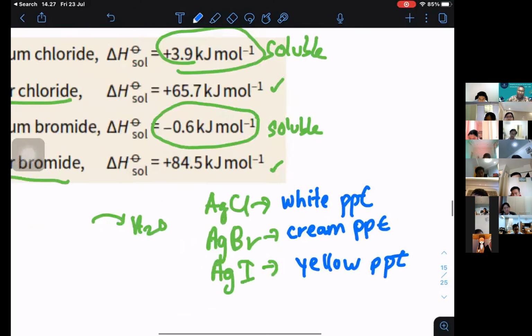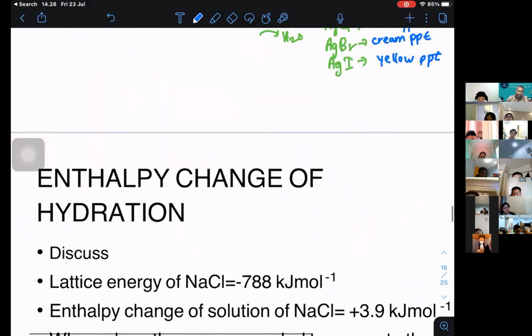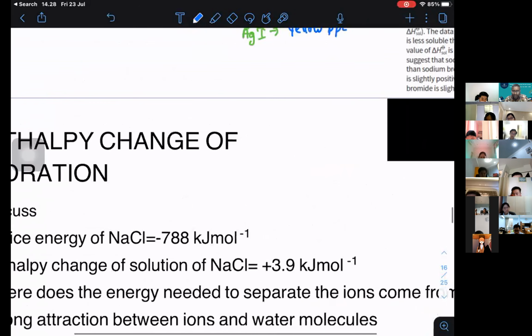Please go and read. But now you see a big value of solution, so you are not going to be able to dissolve. Now there is another one, what we call enthalpy change of hydration. I'll give you a simple situation. Let's say James is a businessman. He bought something for 100,000.